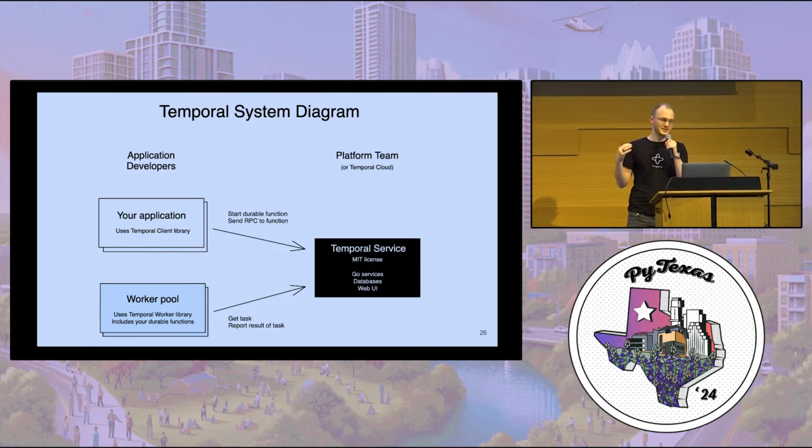And whenever new things happen, like a sleep timer goes off, or you get an RPC from a client, it gets added to a queue. The worker picks it up and continues running. So for instance, if it gets an RPC, it'll run that method handler.